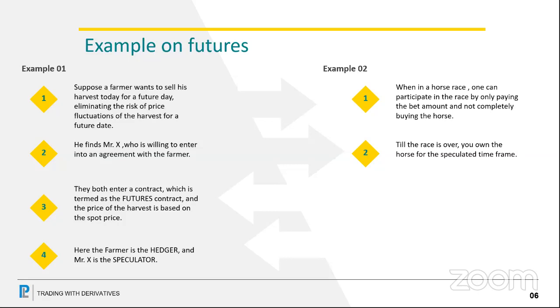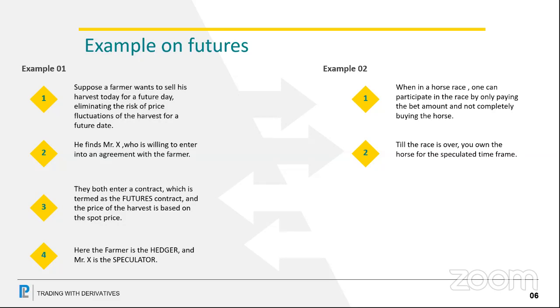And here, Mr. X is the speculator. Why speculator? Because he understands that he's taking a risk. He's buying your harvest from day one, not knowing what will happen after a month. It might be 95, it might be 90, it might be 130 as well. So he's willing to take that risk. So this is how the future contracts work. This is the derivatives market. There's one person who hedges, there's one speculator, and whatever contracts are exchanged are the future contracts, and the price value of derivatives is always derived from the spot price.